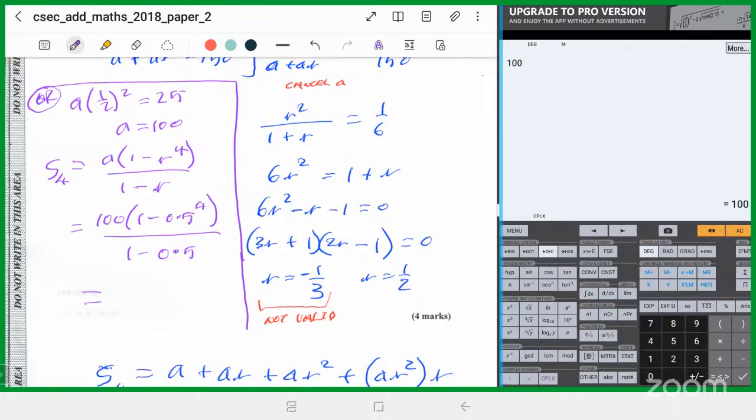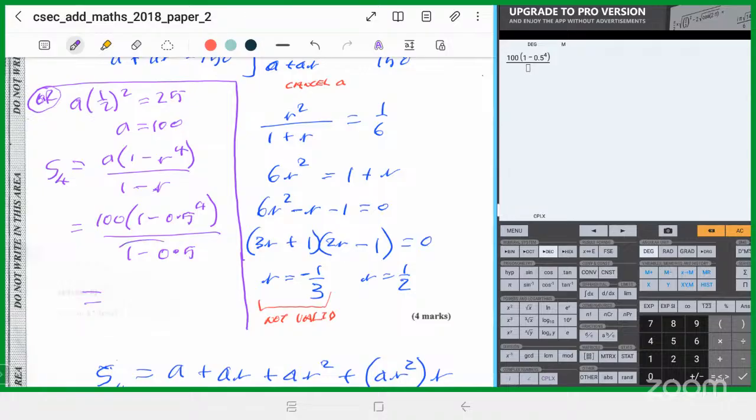Let's put the fraction first, and then 100 up here, and 100 up here, times 1 minus 0.5 to the power of 4, close bracket, and you put that over.